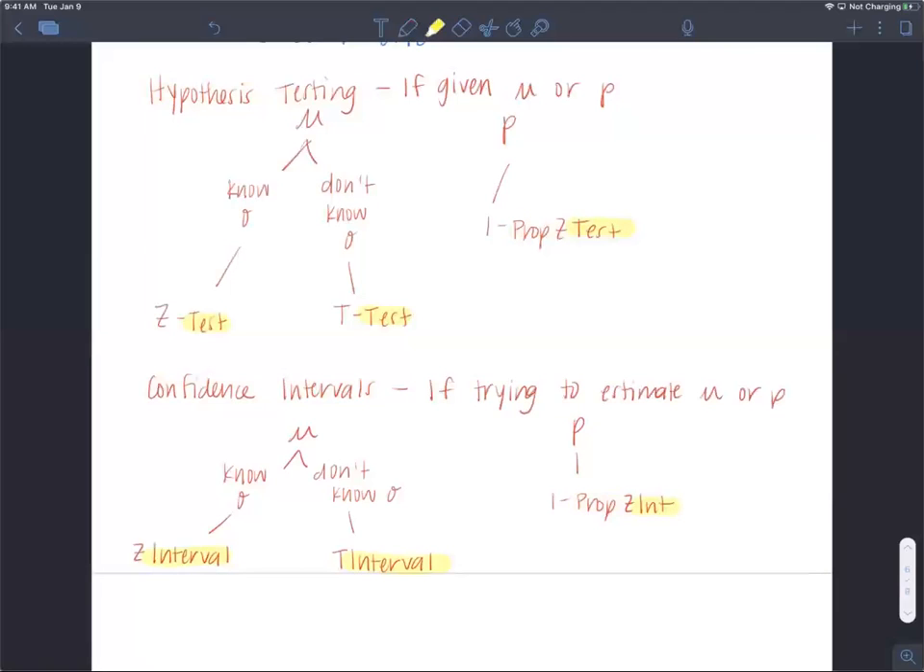Okay, so I'll keep this page in here for when I upload these, but it's basically just the same process both times, either if you're testing or you're finding an interval. You just have to know which one in your calculator to use, right? So if you're given mu or p, you know you're going to be using test. If you're not given mu or p, you know you're going to be using interval, but it's usually pretty clear.